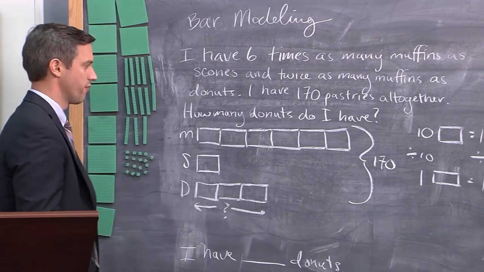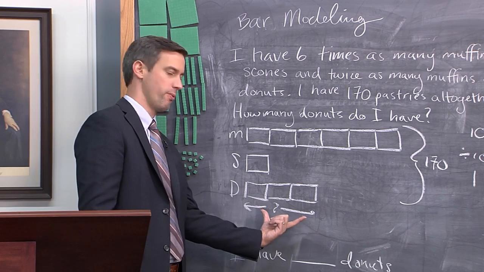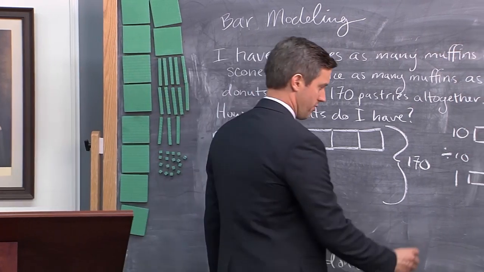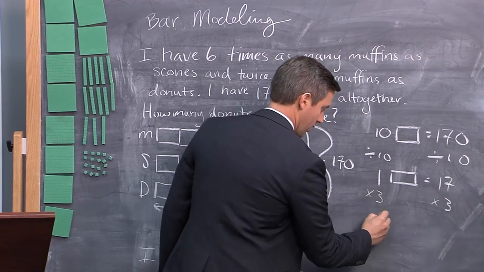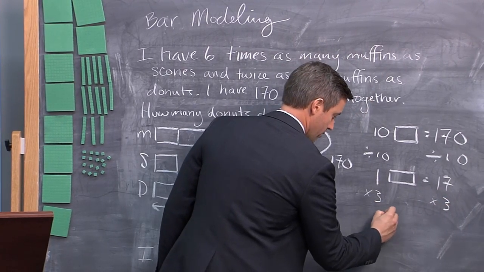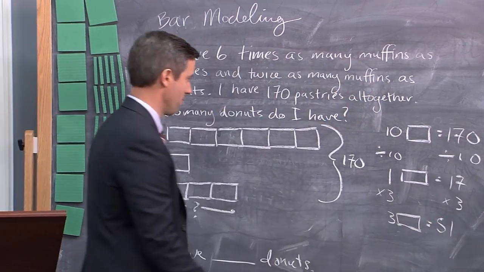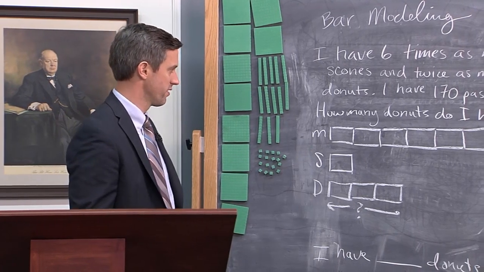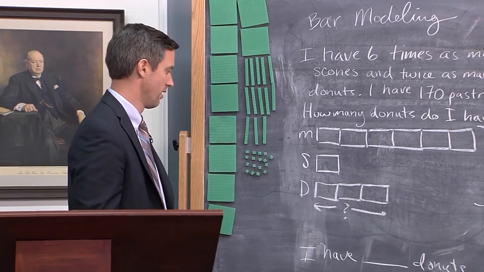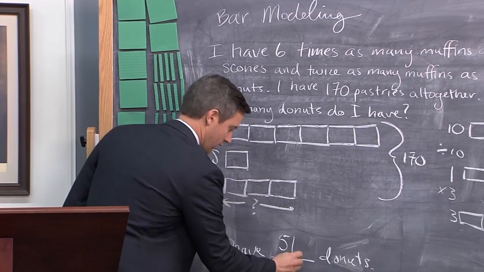But I'm not quite finished. How many of these units am I looking for? I'm looking for 3 of them because that's the donuts. So then I multiply by 3 on both sides. And I have that 3 of these bars is equal to 51, and I've solved my problem. For many people, this is a much more intuitive process. It's much clearer to students. And I think that it is a very helpful technique.